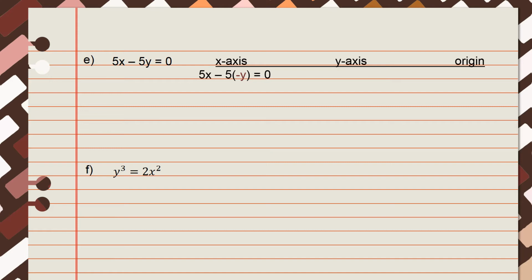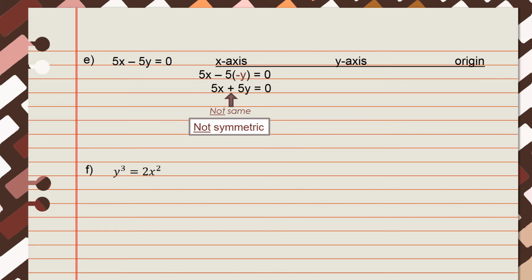What we're going to do is specifically look at the signs. And so negative 5 times negative y, we know a negative times a negative creates a positive. Our new equation is 5x plus 5y equals 0. Now what we need to do is compare this equation to the original. Is it the same? No. Notice that sign in between is not the same, which means this is not symmetric to the x-axis.